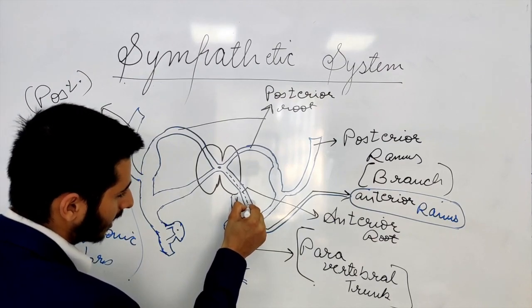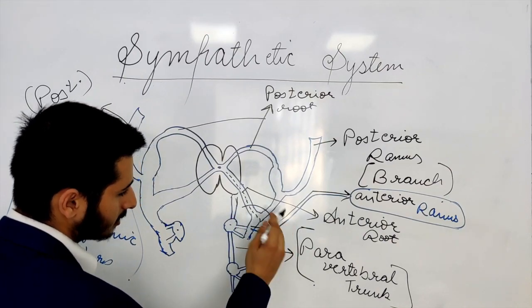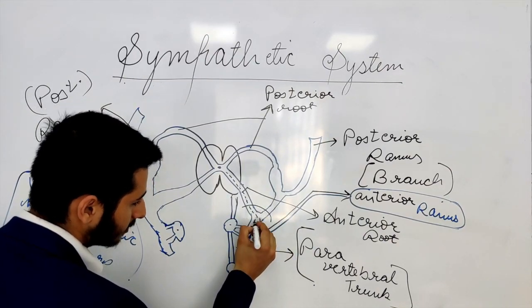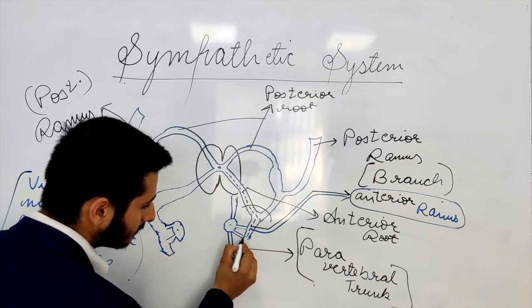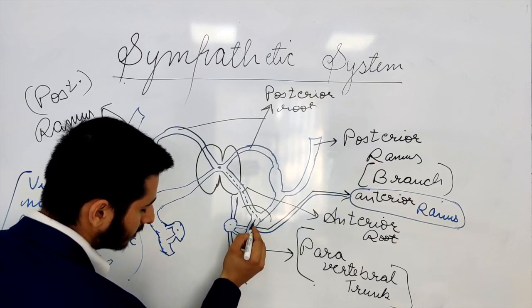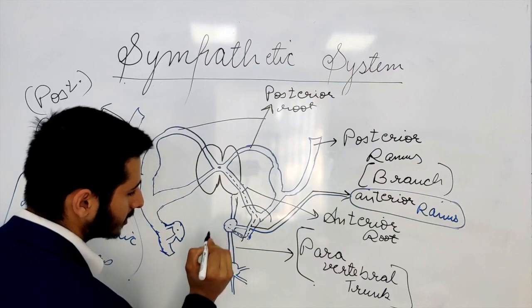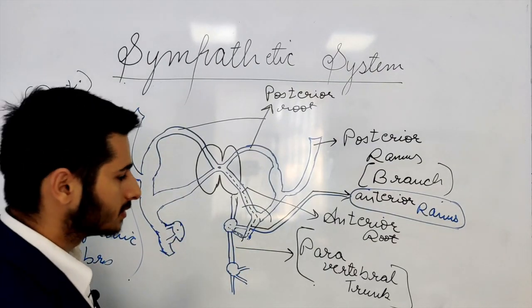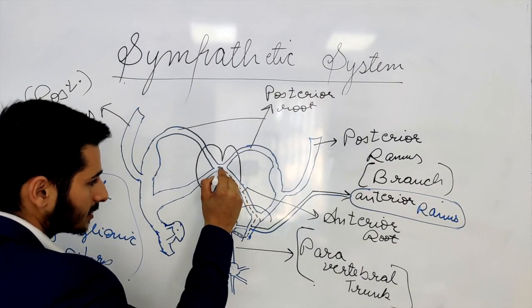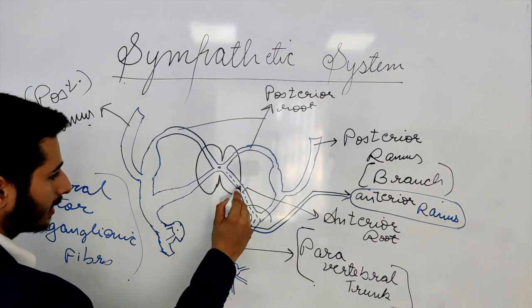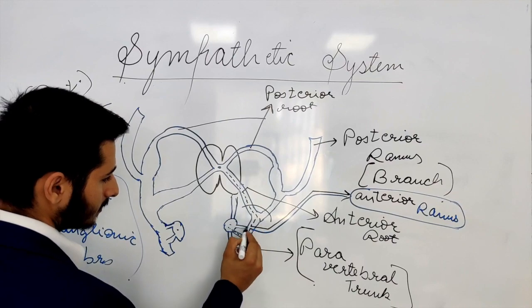They are leaving the anterior roots. They join the spinal nerve right here, and these fibers travel in the anterior ramus, and they leave the structure of the anterior ramus right here and enter the paravertebral trunk. It is also called the paravertebral sympathetic trunk. This is how these preganglionic fibers travel into the sympathetic trunk.